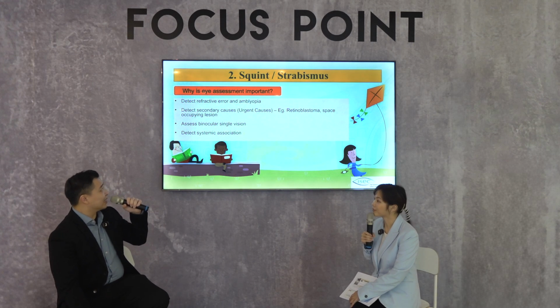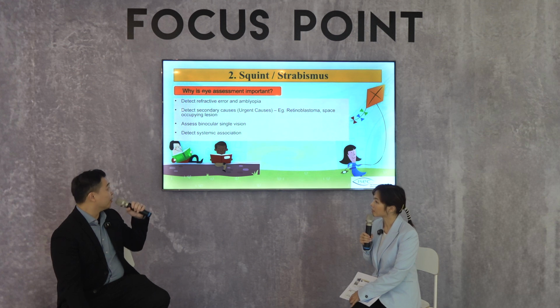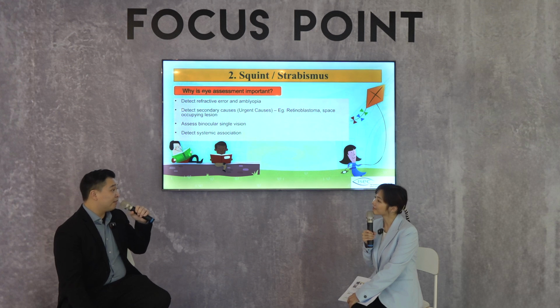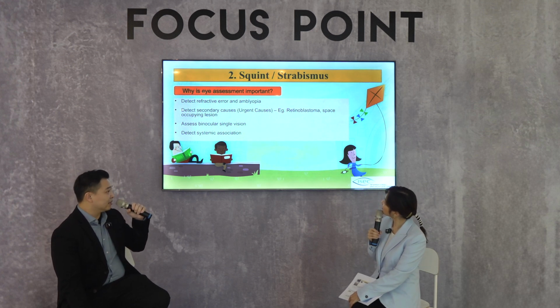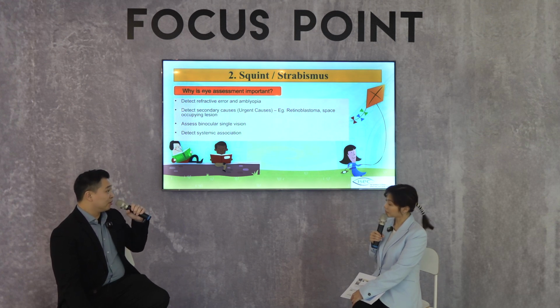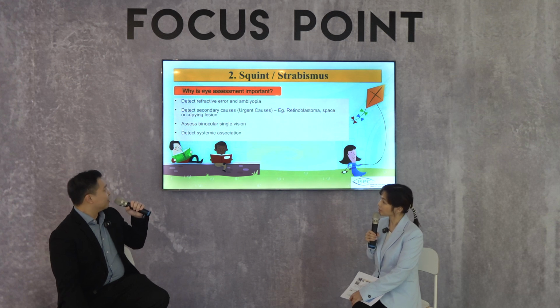So why is eye assessment important for squint? Because we want to rule out conditions that can be easily treated, like refractive error, and we also want to prevent lazy eye, because lazy eye can be carried to adulthood and lead to permanent visual loss. It is also important to detect secondary causes that can be life-threatening or sight-threatening, like eye cancer or a space-occupying lesion that might need urgent attention, especially in cases where there's sudden onset of squint. There are also cases whereby squint is associated with a systemic condition like Down syndrome or Duane syndrome. You might want to detect that as well, because they might have other systemic implications.